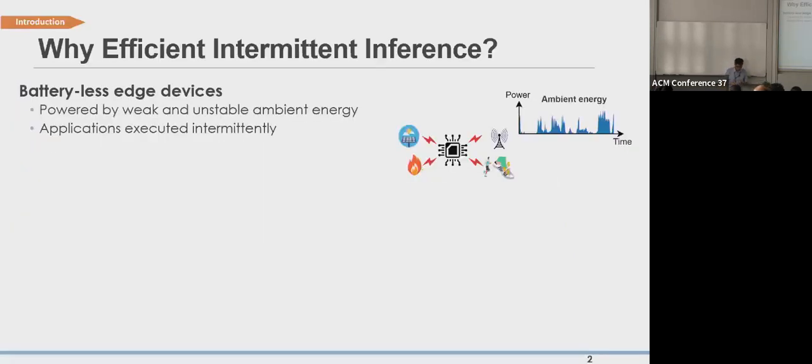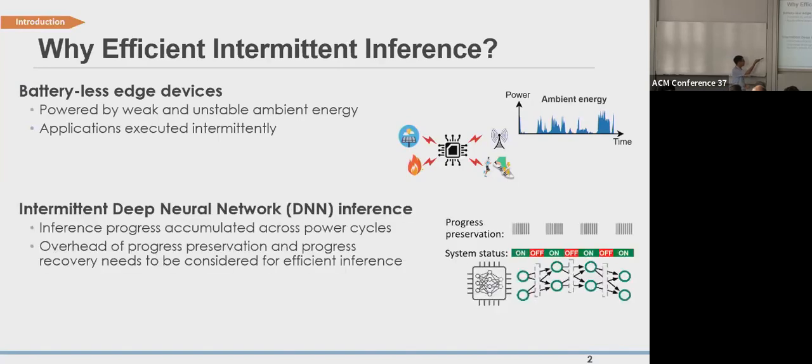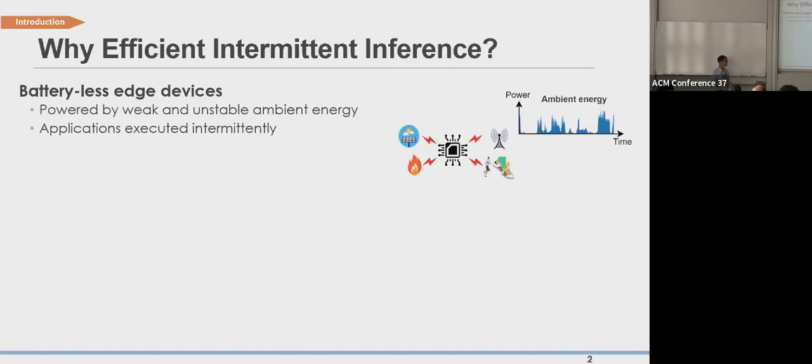Sorry, let me introduce our hardware platform. Here, energy harvesting is a popular technique. In such a system, the system is powered by ambient energy like this. It's weak and unstable. So applications running on such systems will encounter frequent power failures, and they run intermittently.